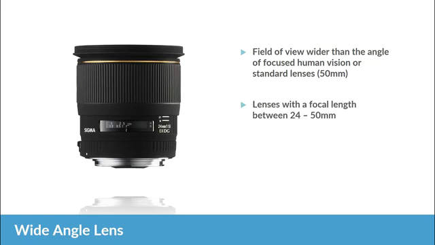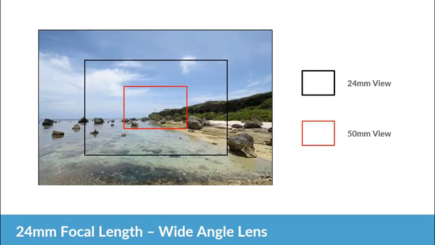Okay, so they will start with a focal length from about 24 millimeters up to about 50 millimeters, and their angle of view is about 83 degrees wide. So anywhere from about 50 to about 83 degrees wide. This will make a little bit more sense when we have a look at a visual example of this.